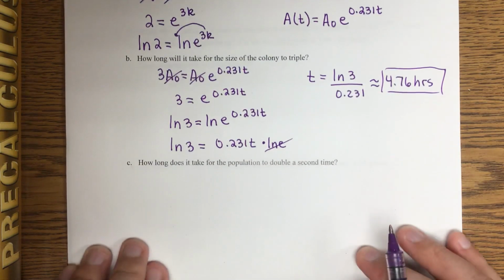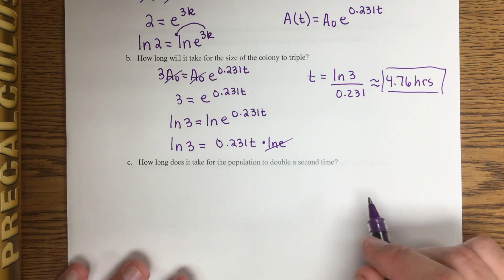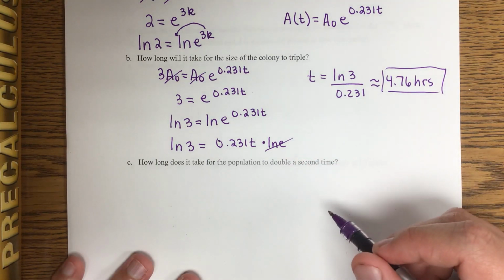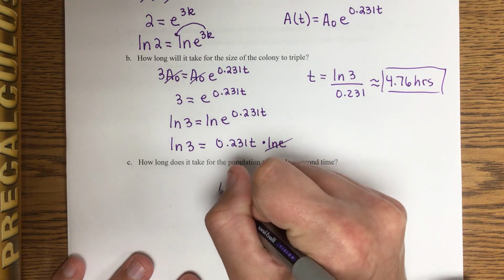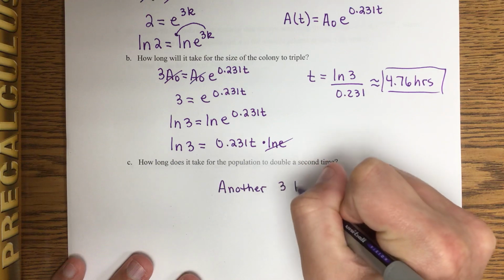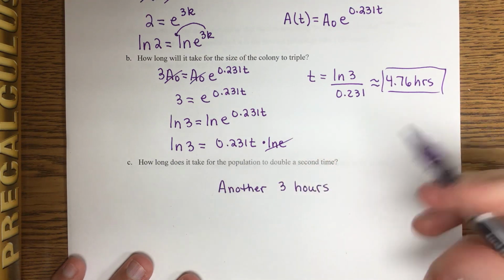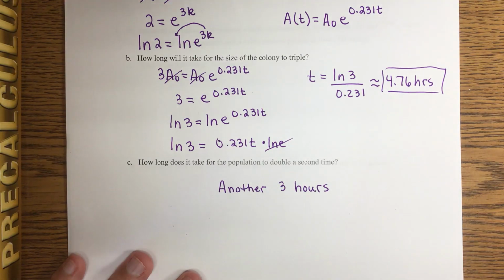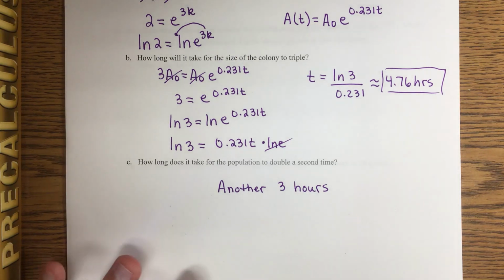And part C says, how long does it take for the population to double a second time? Well, it's going to be the exact same time that it took to double initially. It'll just take another 3 hours for it to double again. And you could go through that work, right? So if you wanted to put in a 2 and do that work all over again, you definitely can. Or you can just use some logic here to help you decide what that would be.